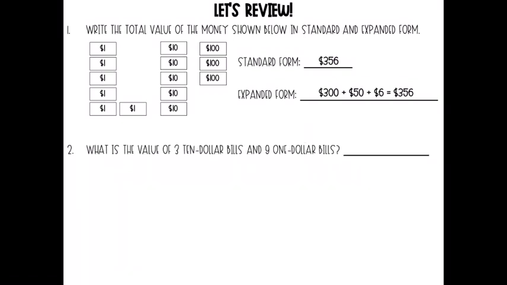Number 2, what is the value of 3 $10 bills and 9 $1 bills? See if you can do this one on your own. We know that 3 $10 bills equals 3 tens, and 3 tens is 30. We know that 9 $1 bills is the same as 9 ones, which is 9. If you said 3 $10 bills and 9 $1 bills is $39, you are exactly right.